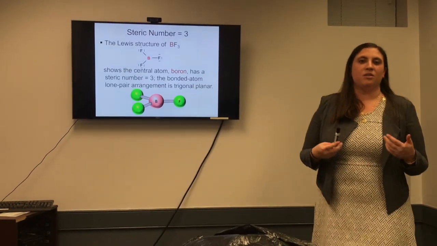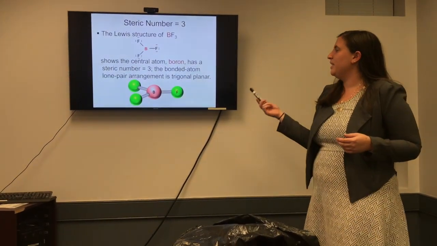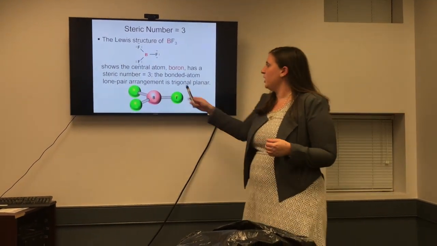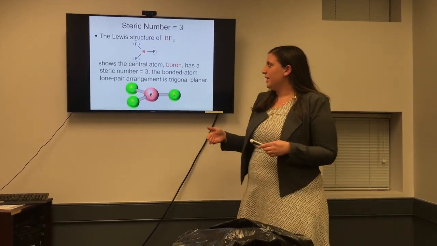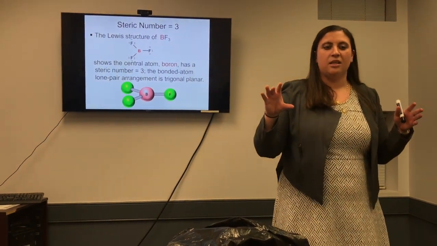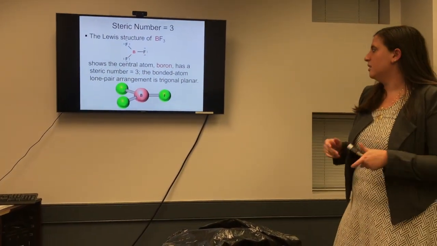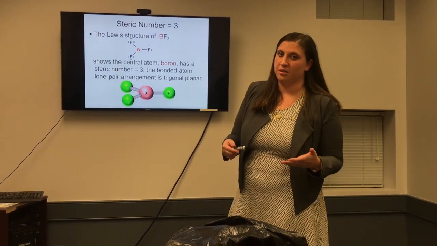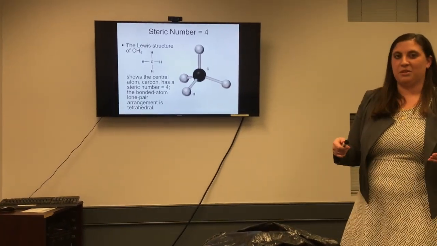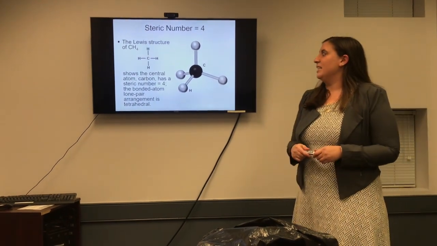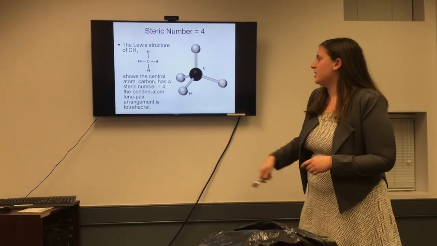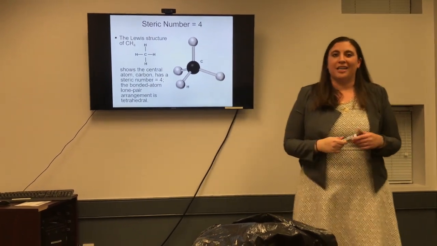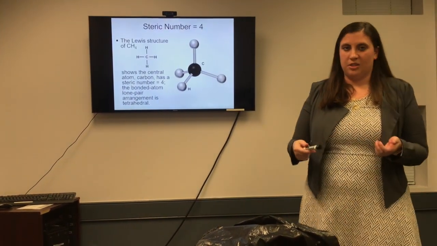Okay, so that brings me to an example of the steric number of 3 with boron trifluoride. And the central atom of boron has a steric number of 3 with 3 different fluorines bonded around the boron. And this has the bonded atom lone pair arrangement of trigonal planar. So another example of a steric number of 4 is methane. So we have a central carbon atom and 4 hydrogens bonded around it, so that gives it a tetrahedral geometry.